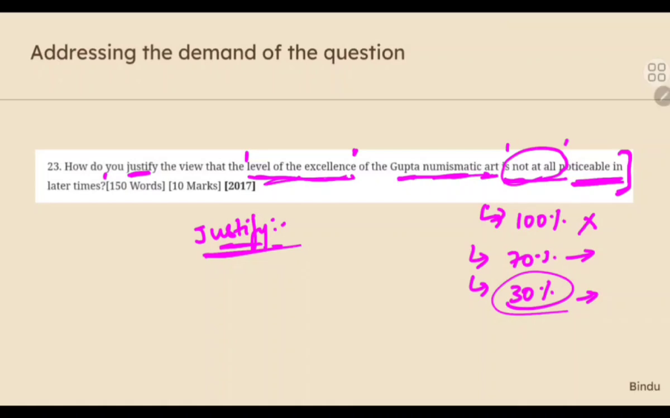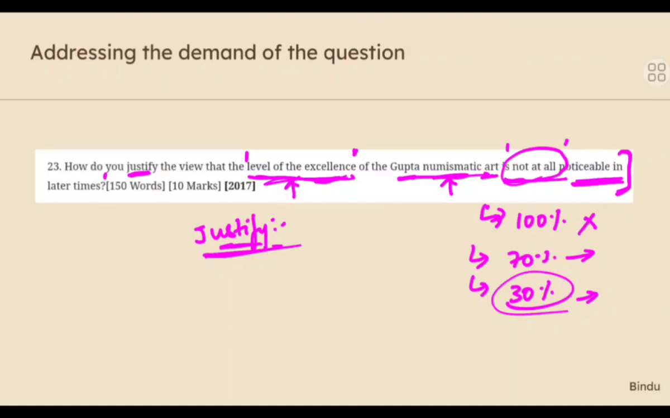Excellence in numismatics is actually judged by a few things. What is it? Purity of gold. Is it carrying any calligraphy-like script? Or is it carrying any human form inside the coin? You have to write that. Yes, Gupta numismatics actually carried a level of excellence. You have to point out all those levels of excellence.